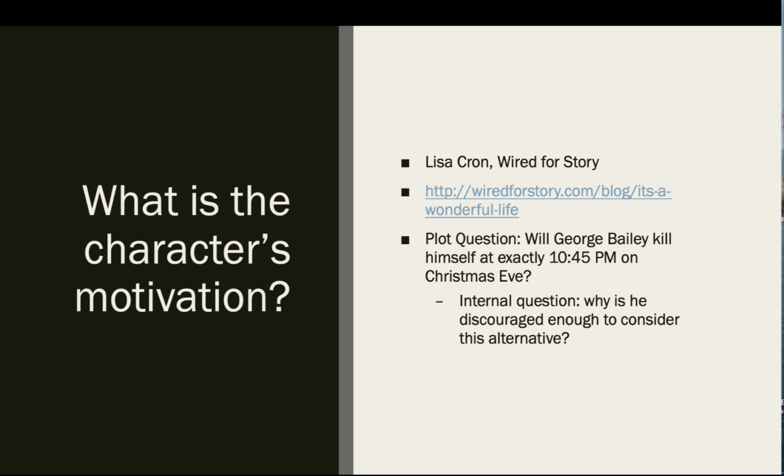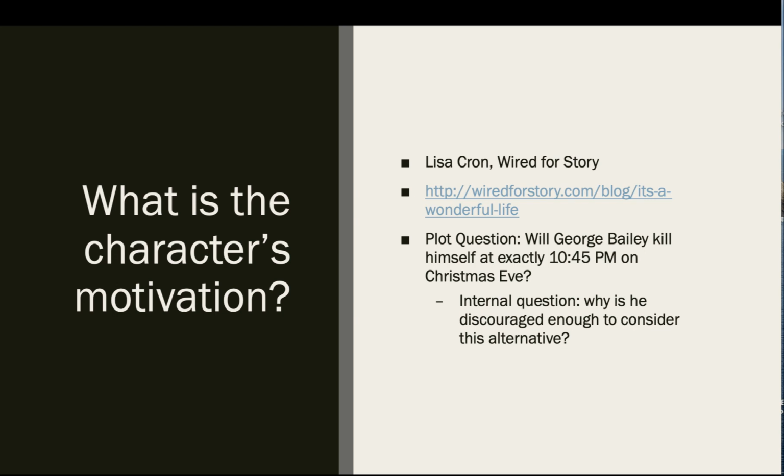Our example for this is also from Wired for Story, but Lisa Cron also has a blog, and if you like what we're discussing here, her blog is a great place full of learning information, and she breaks down It's a Wonderful Life. So that's the second movie we're going to use as an example. And the story question, the plot question is, will George Bailey kill himself at exactly 10:45 p.m. on Christmas Eve? That's what we start out thinking the story is about.